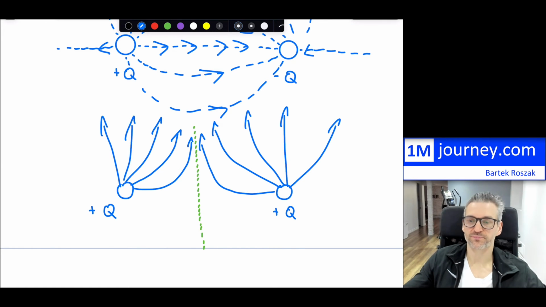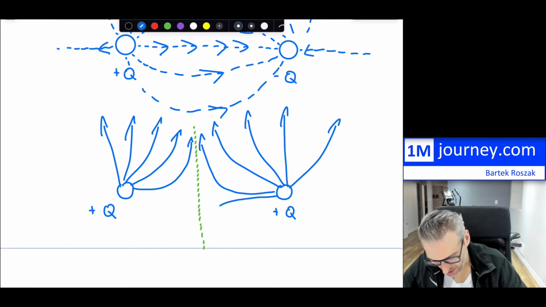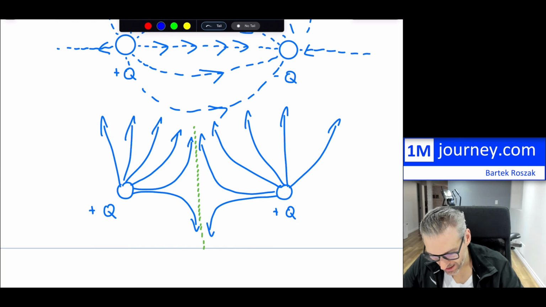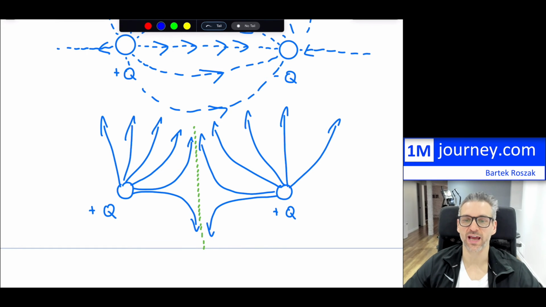So then this one is going to look like this, and this one's going to look like this. Because what is happening is that any point that you put on here gets pushed away from this charge, but it also gets pushed away from this charge. So that's why it's going to go off in there. It's not going to approach any of them.